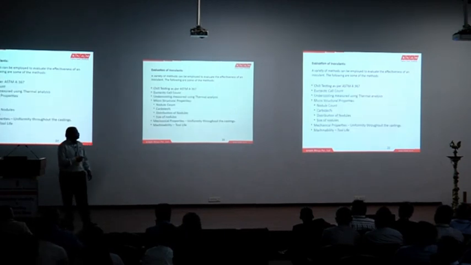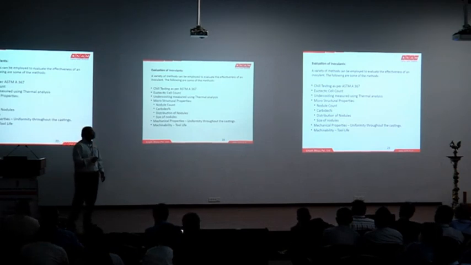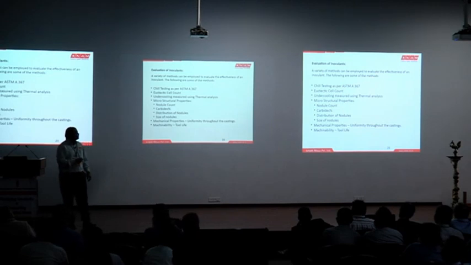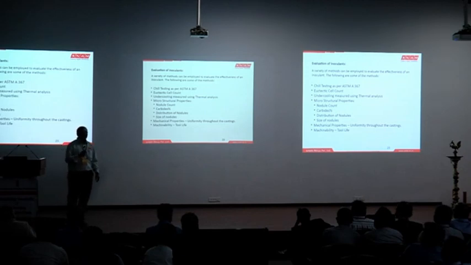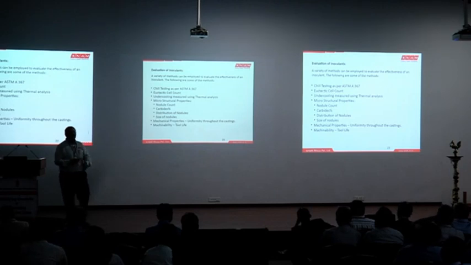So how do people evaluate inoculants, or how is inoculant efficiency evaluated? There is the chill test. It's a very old known test, and I've heard people say that just by looking at the width of the chill, they will be able to predict and exactly adjust the carbon level, carbon equivalent level, and they can even predict the carbide forming tendency in the casting. And eutectic cell count.